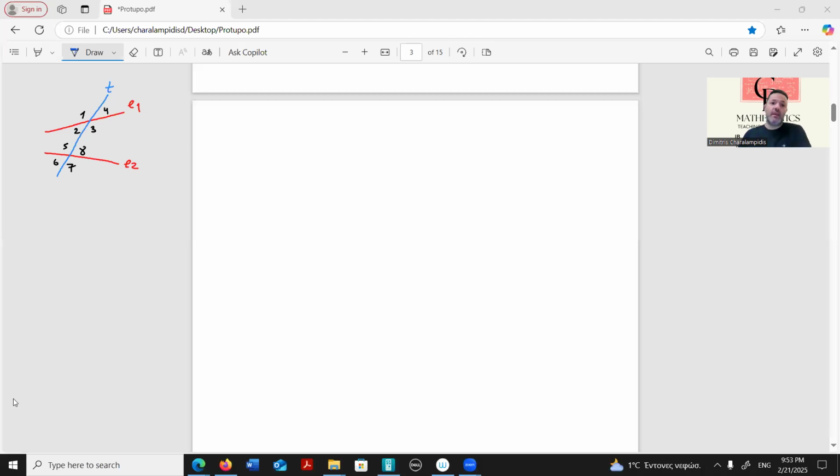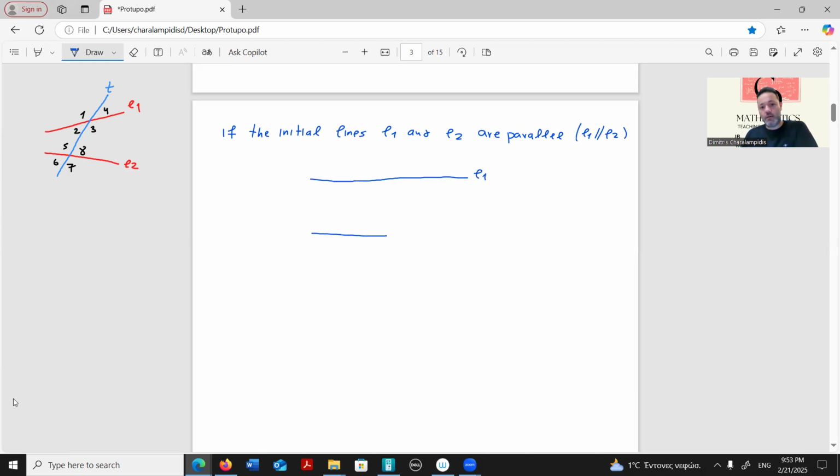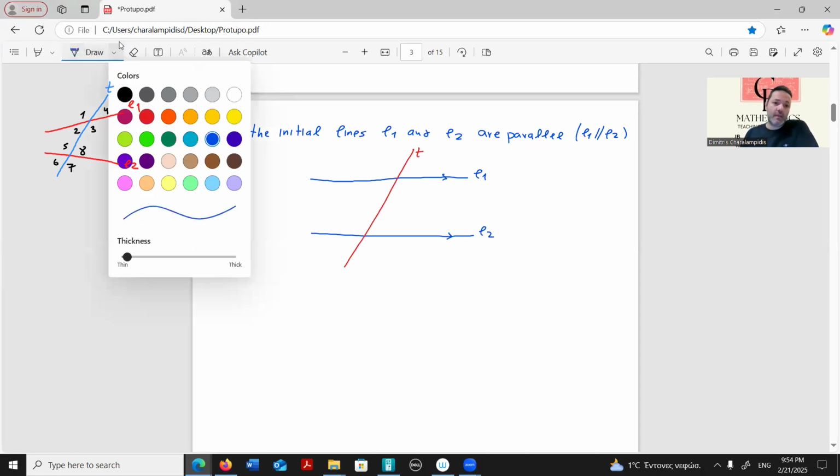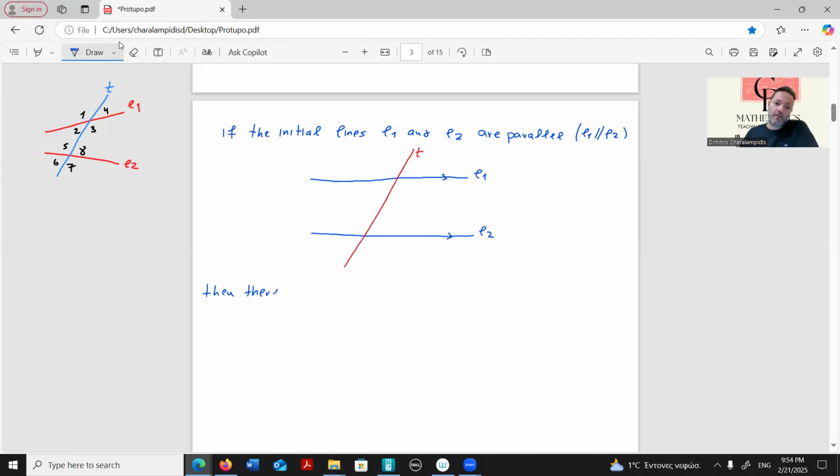What we're going to say is that if the initial lines L1 and L2 are parallel, and we can use arrows to denote this property, and they are still cut by a third line, which is called a transversal, then there are some pairs of congruent angles formed.